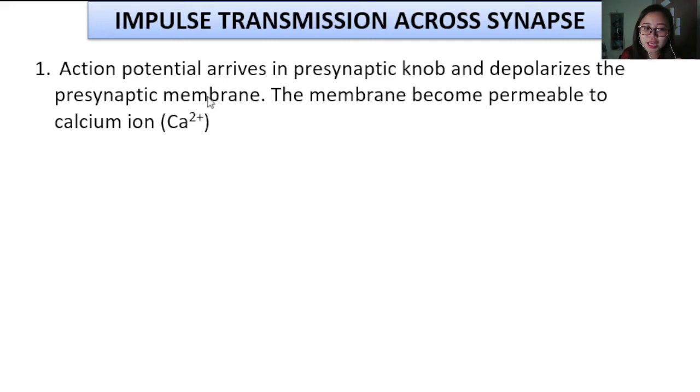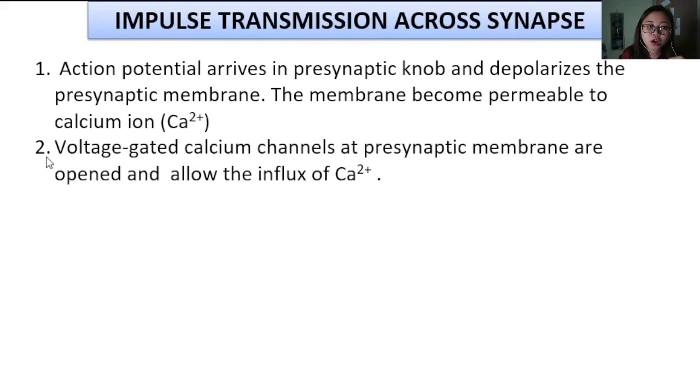So what this means is the action potential arrives and causes the presynaptic membrane to depolarize. Now the membrane becomes permeable to calcium ions. It is easy for calcium ions to enter the presynaptic membrane. Voltage-gated calcium channels at the presynaptic membrane are opened and they allow the influx of calcium ions. Now calcium ions can enter because their door, the voltage-gated calcium channels, has opened.